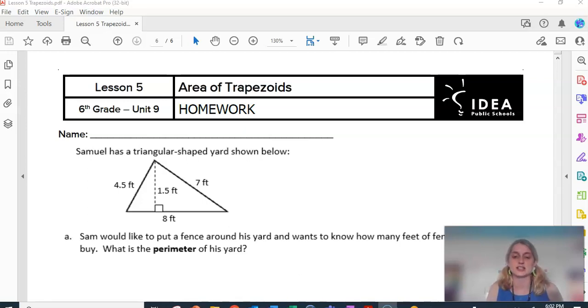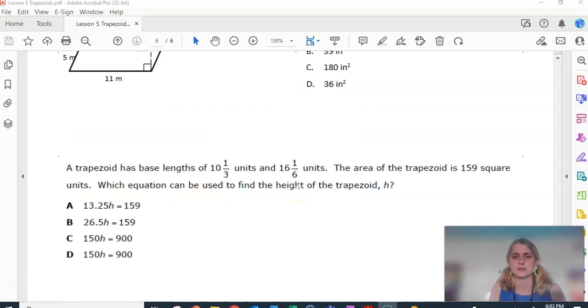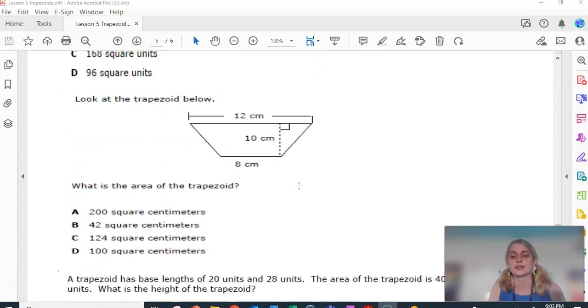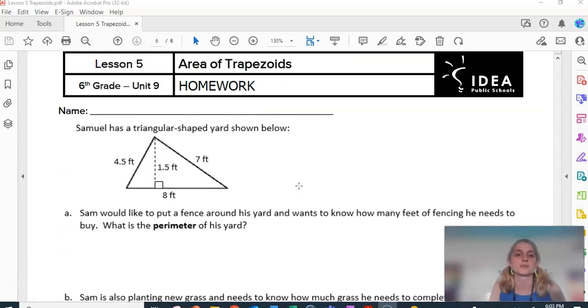Hey mathematicians, let's do your homework. All right, so on this side, I'm starting on the side that says homework. Some of you might be starting on this side, but just flip the page. We're going to start here.